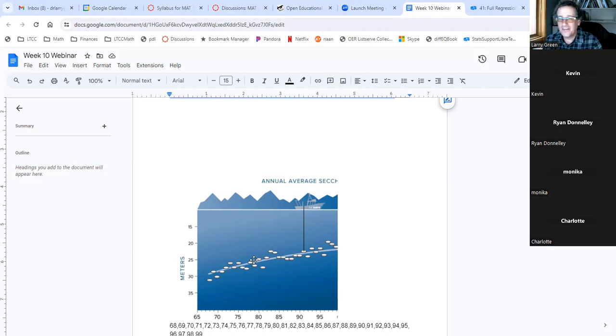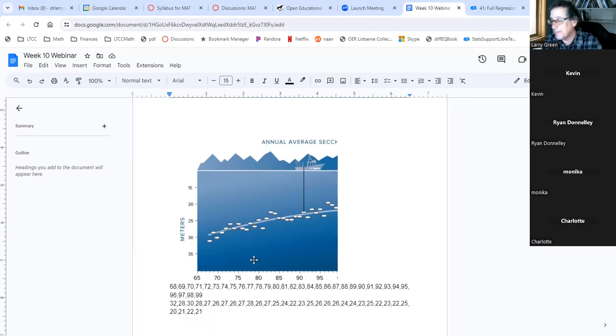All right, and the good thing about the UC Davis people is they're great about sharing. So I asked them and they gave me the data values instead of just a picture. And here are the data values. Do you know what these values are? 68, 69, 70, 71, 72, 73, etc. Do you know what those are?